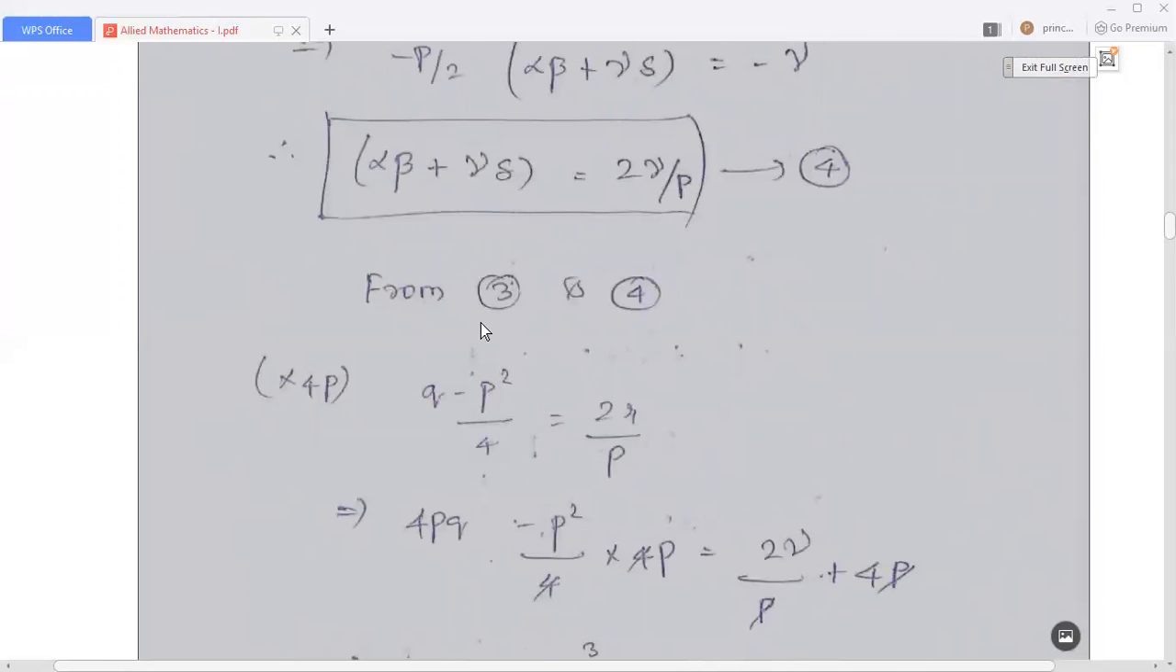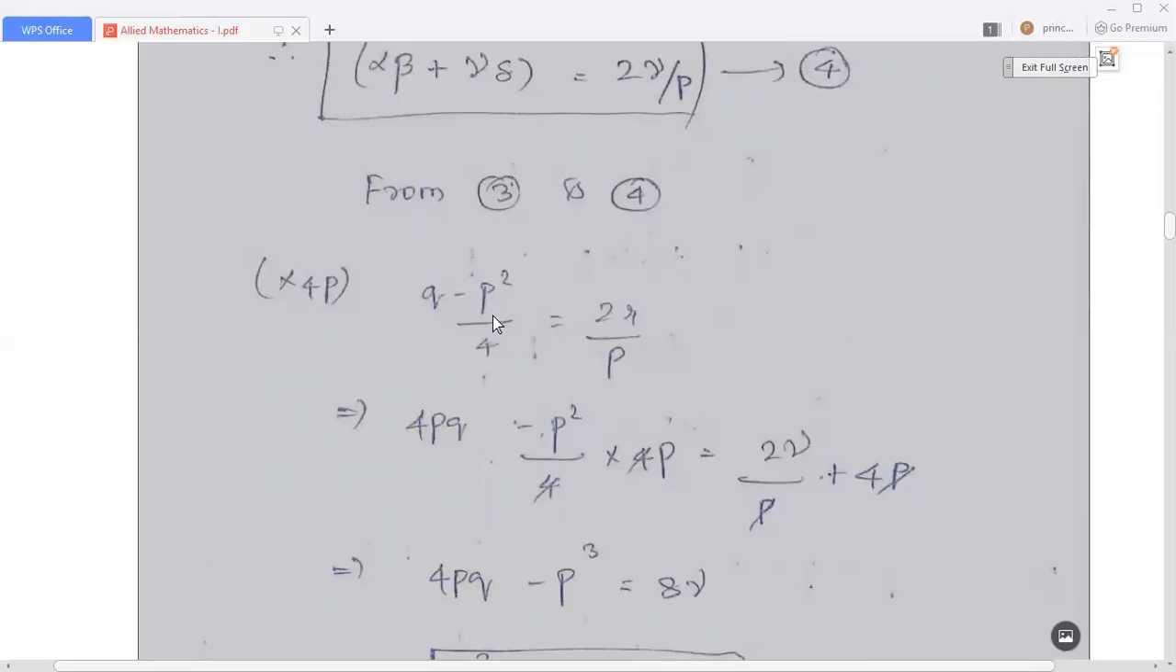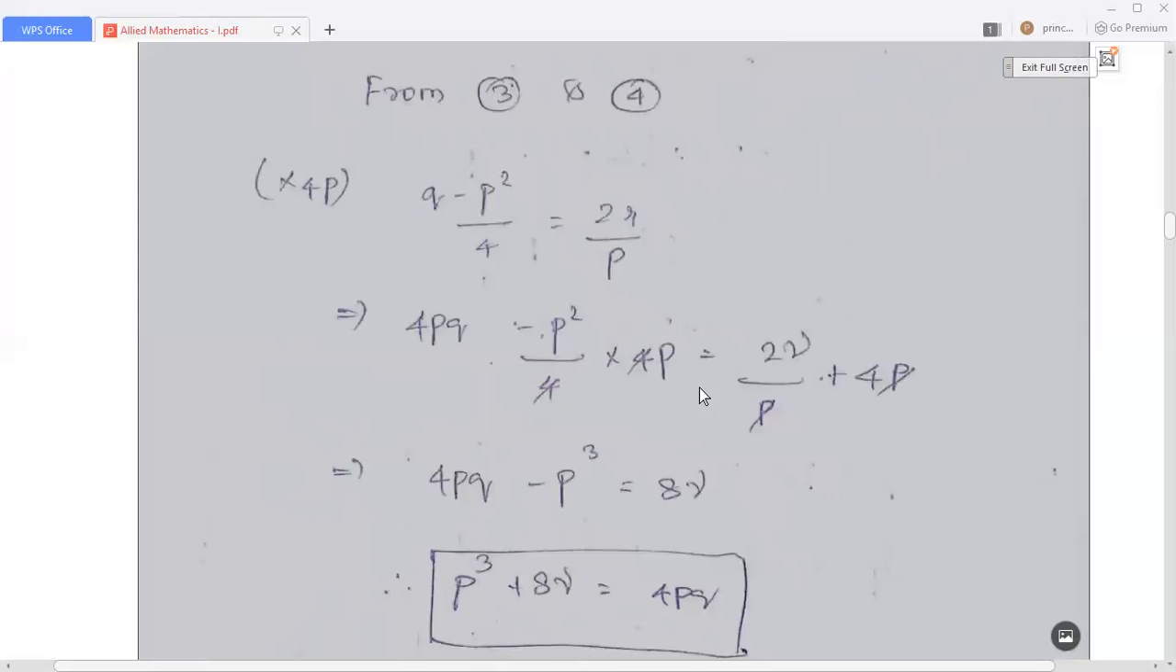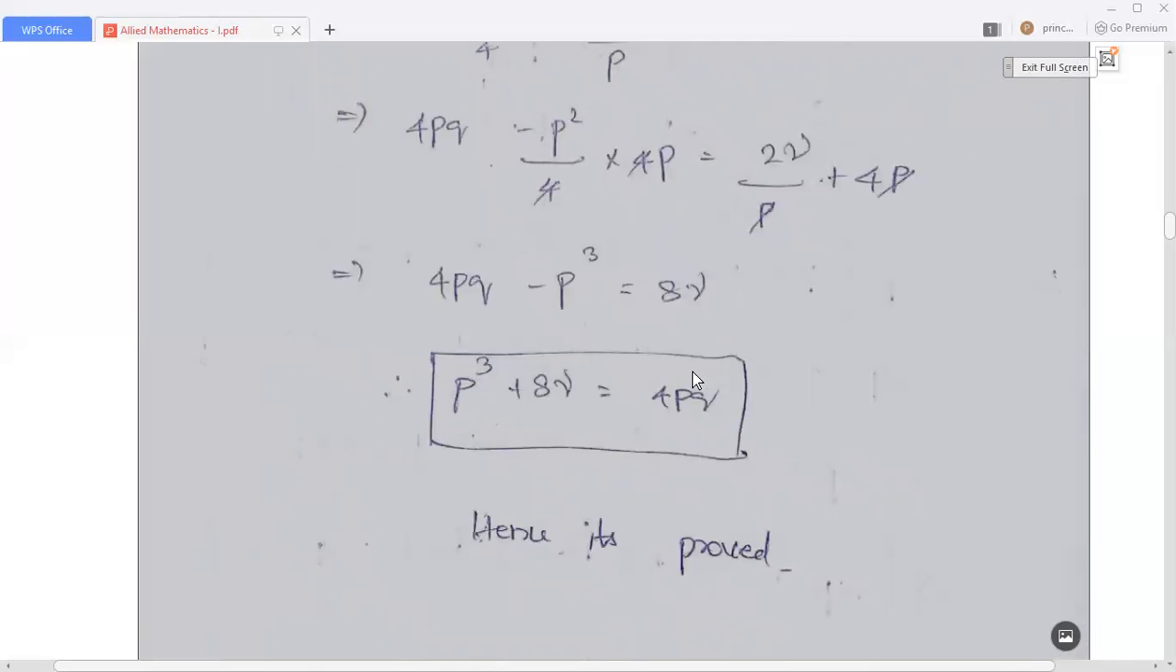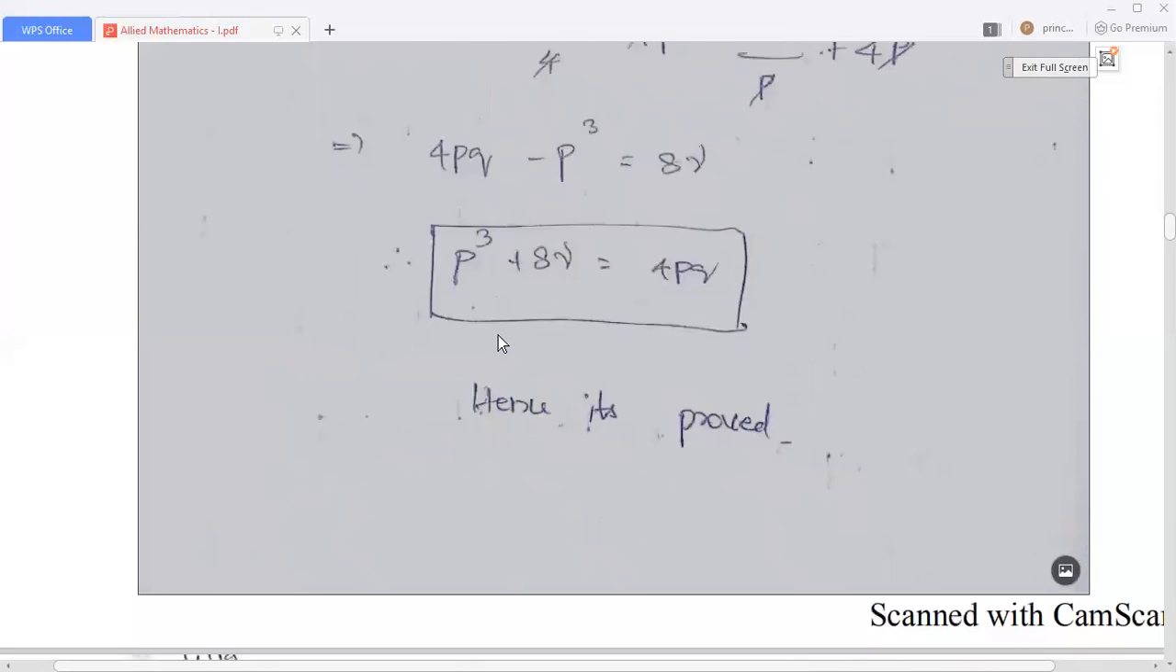So from equation 3 and 4, we get q minus p square by 4 equal to 2r by p. When you simplify this, we get 4pq minus p cube equal to 8r. Then after simplification, finally we get p cube plus 8r equal to 4pq. So we proved the required result.